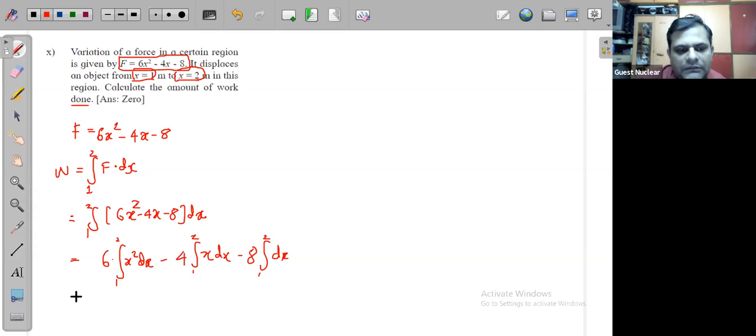Okay, so here we can just see that 6 is as it is, and integration of x square according to the formula for integration, that is x raised to n. Integration of x raised to n dx happens to be x raised to n plus 1 upon n plus 1, correct? So n is going to be 2 here in this case. So the integration of x square will be x cube upon 3, okay, and that is from 1 to 2 as it is.